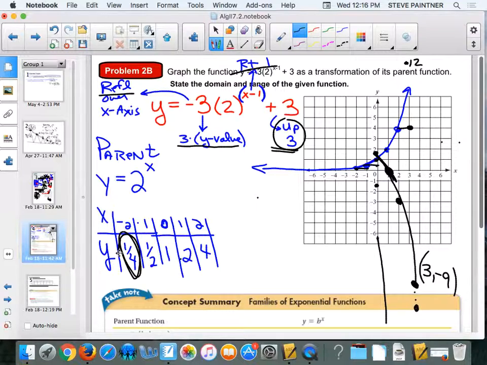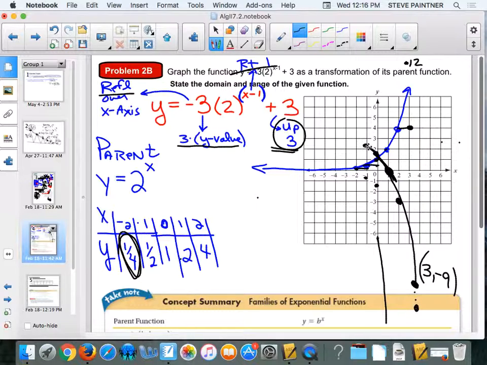4th, 4th, 4th. 3/4. You're at 3/4 right here. Then you're at negative 3/4 right here. And then up 3 units. 1, 2, 3. Here's where you're at. Okay. Now that's it. You're done.